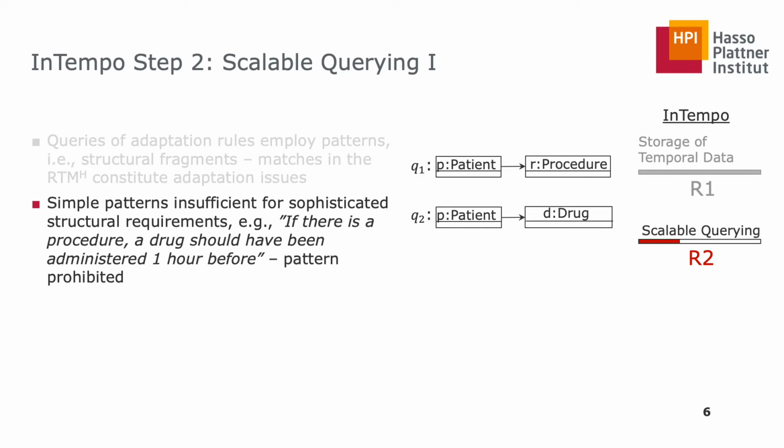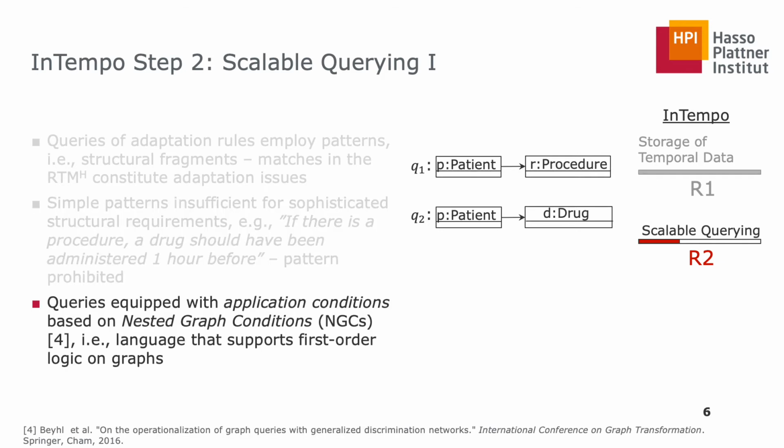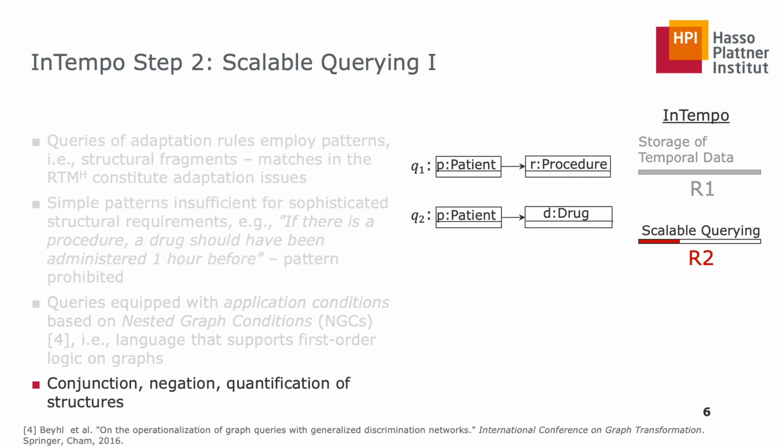However, the requirement of the real medical guideline also necessitates that a pattern is prohibited, which cannot be expressed with simple patterns. That's why queries are equipped with application conditions based on nested graph conditions. That is a language that supports first-order logic on graphs. It supports concepts such as conjunction, negation, and quantification of structures. And with these concepts, we can actually express such sophisticated requirements.